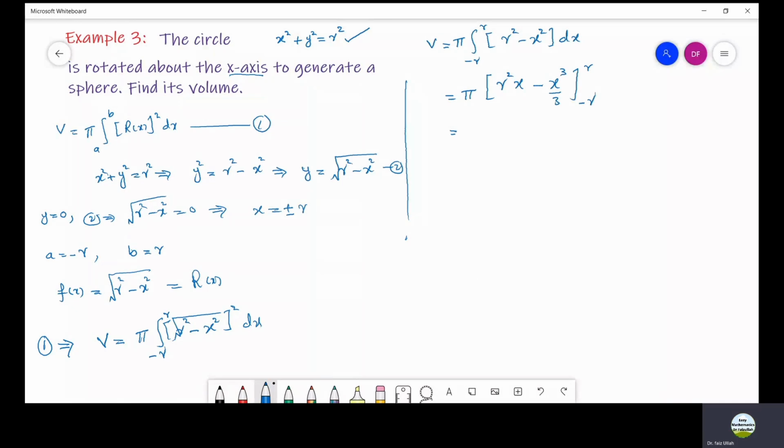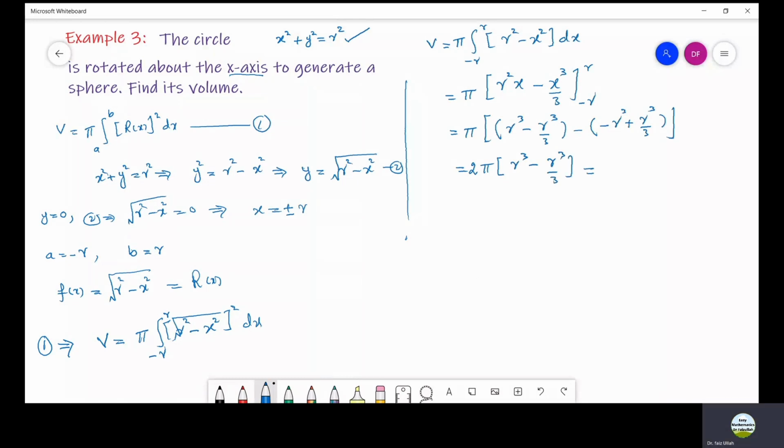And now let us put these limits. So we have pi into, putting r, we have r cube minus r cube by 3, minus into minus r cube, minus, and this will become plus r cube by 3. And if we further simplify this, we get 2 pi into r cube minus r cube by 3.